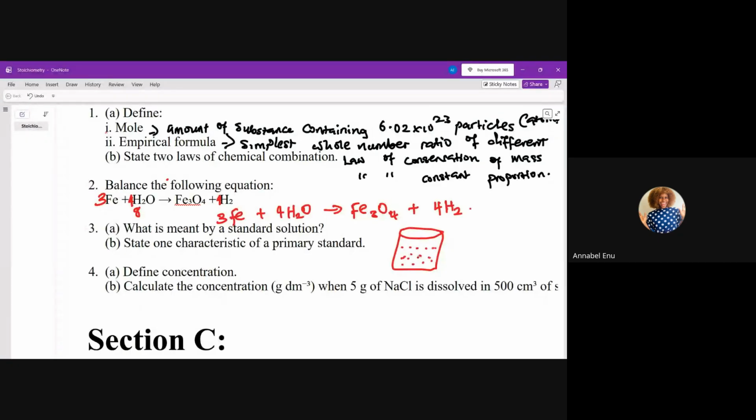Okay, that is the solvent. And then we'll pour in acid, let's say HCl. So we can talk about the concentration of acid in this water. We are talking about how much acid is in this water, the amount of it.